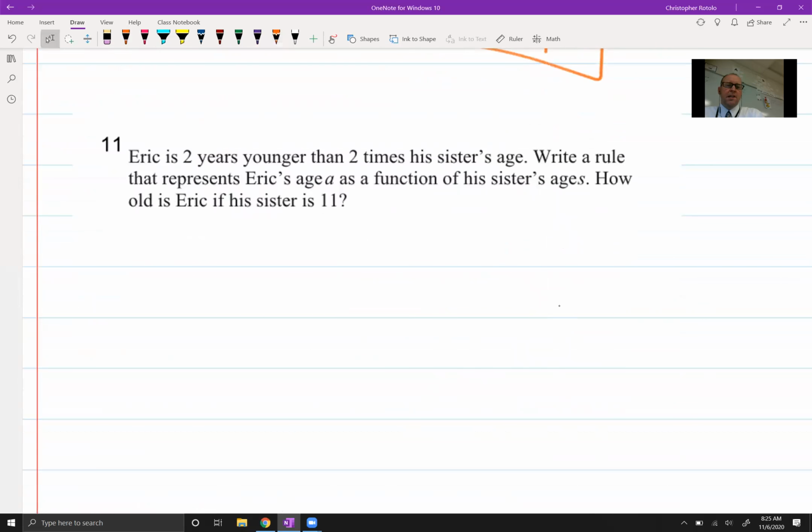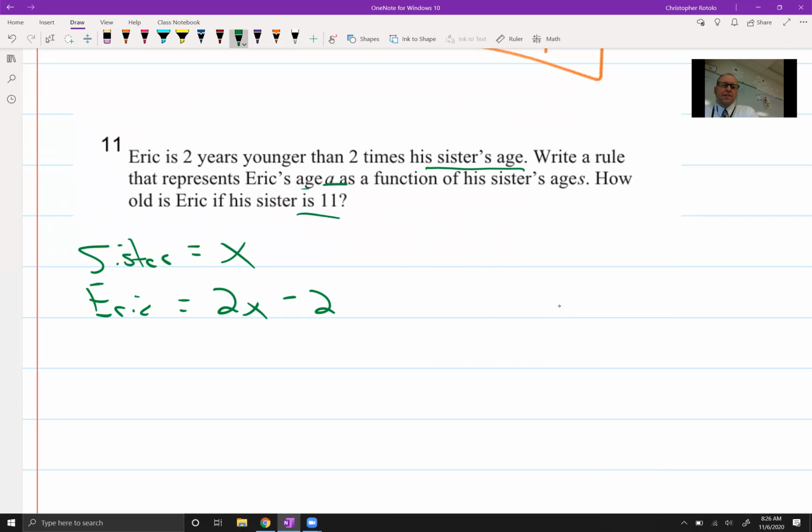All right, so we have some age problems sometimes to get away from length and width. So here we have Eric is 2 years younger than 2 times his sister's age. So sister is the one on the end. And this may seem a little bit silly, but we're going to say the sister is x years old. So we can say that Eric is 2 years younger than 2 times that. Okay, they said put it in terms of A. Okay, so if this was only about an equation, then I would say that sister is A and Eric is 2A minus 2.